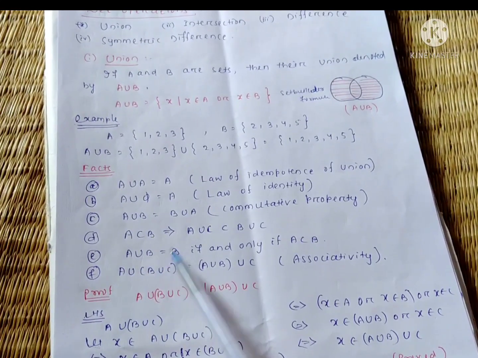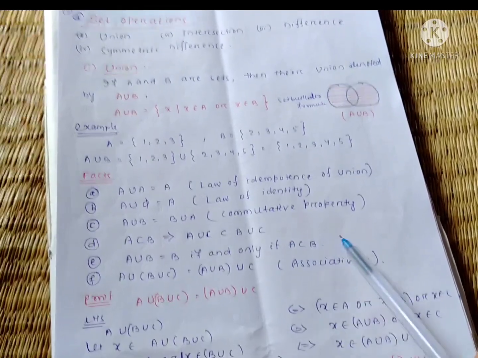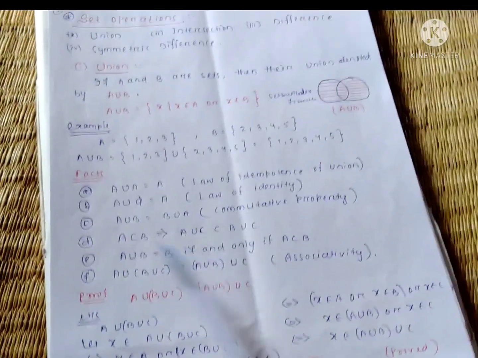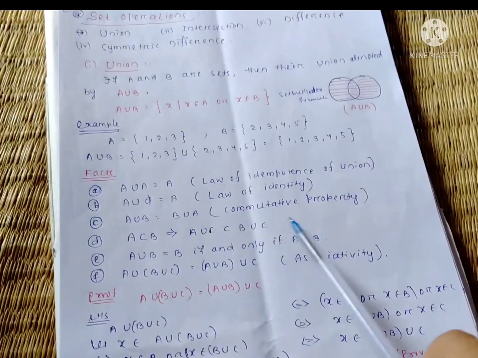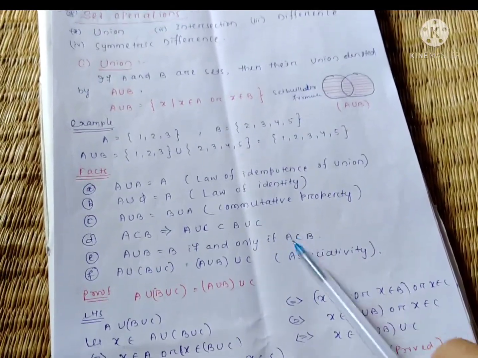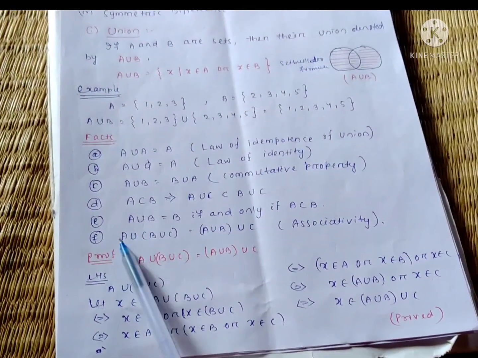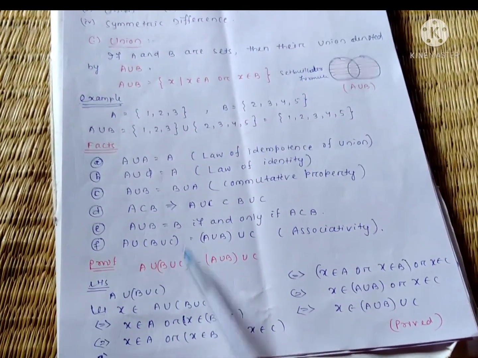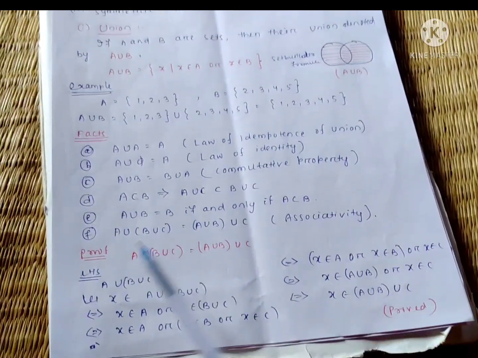A union B equal to B if and only if A is a subset of B. ये फार्मूला थोड़ा इम्पोर्टेंट है. A यूनियन B इक्वल टू B तब ही होगा जब A, B का एक सबसेट होगा. लास्ट, A union (B union C) equal to (A union B) union C. It is known as associative property.